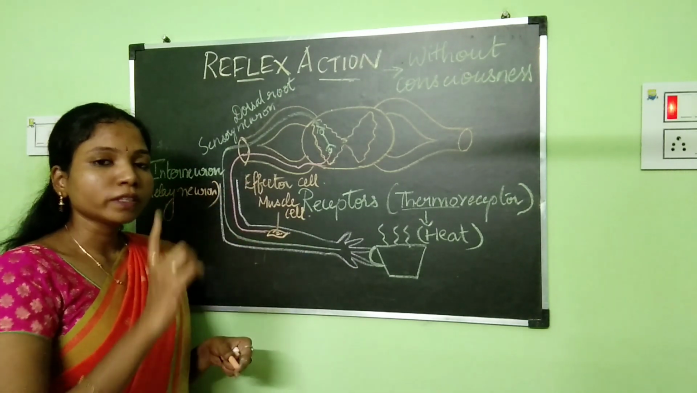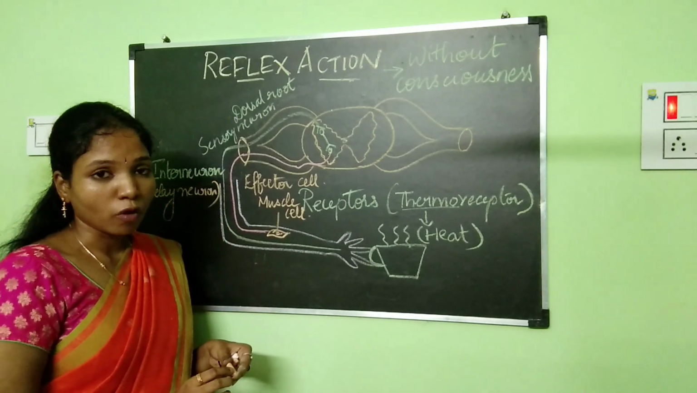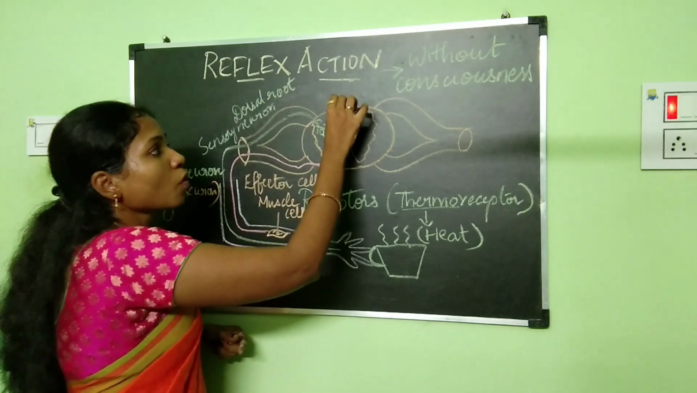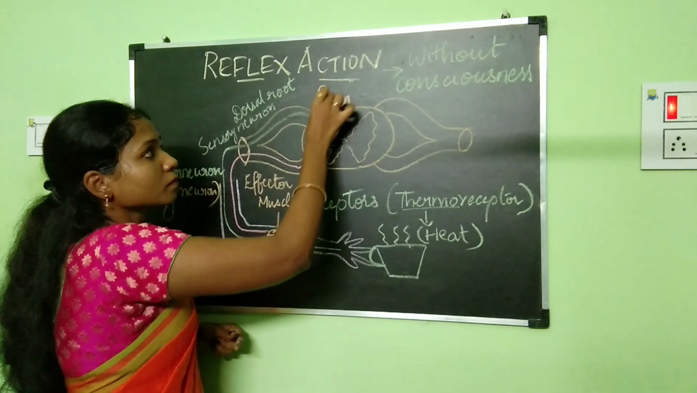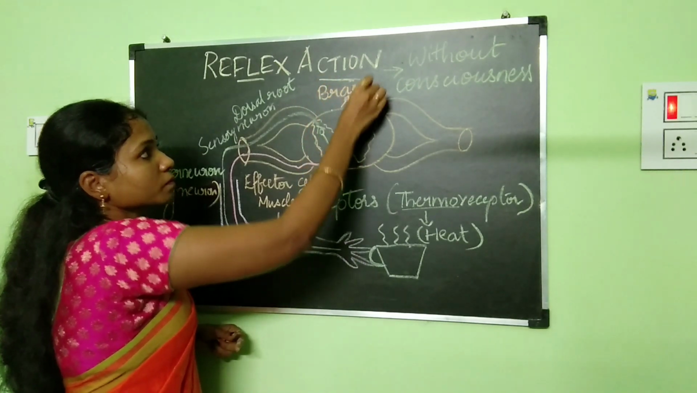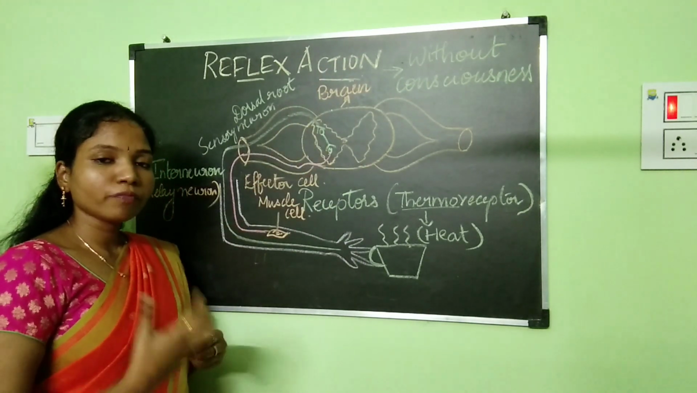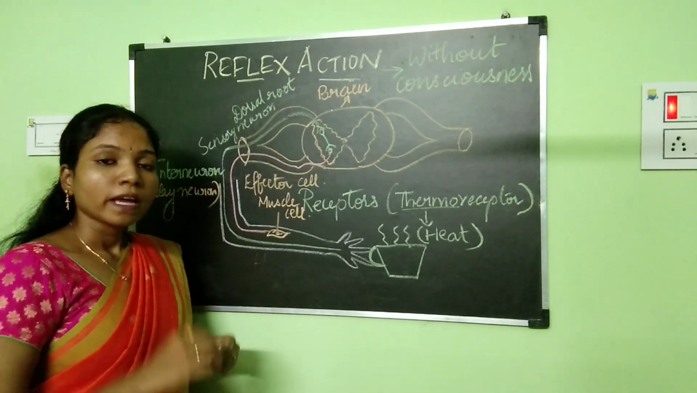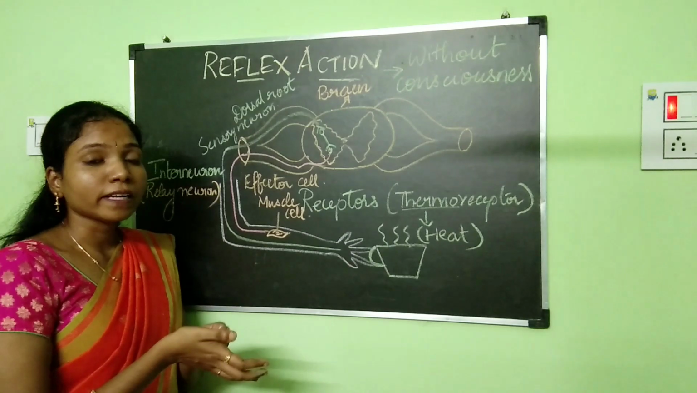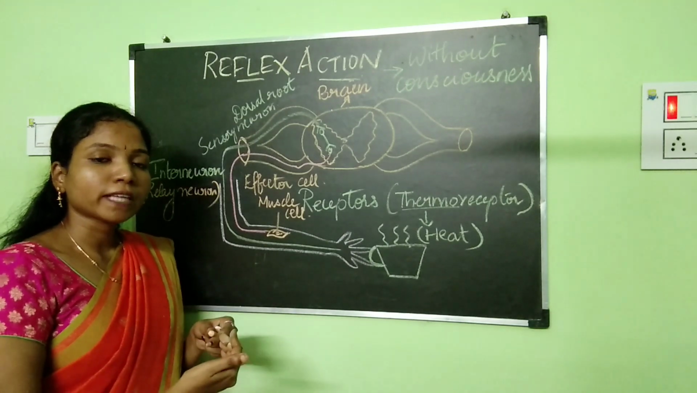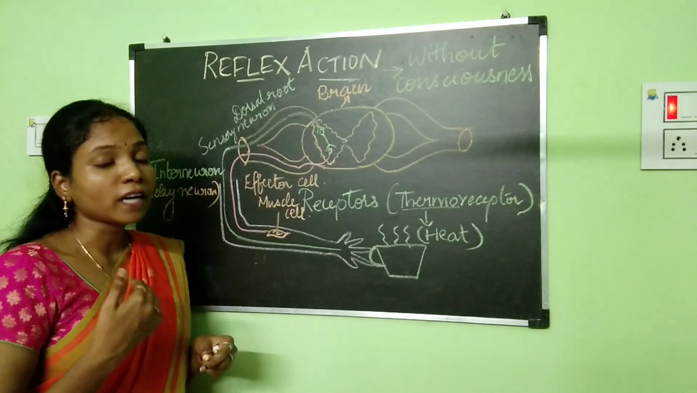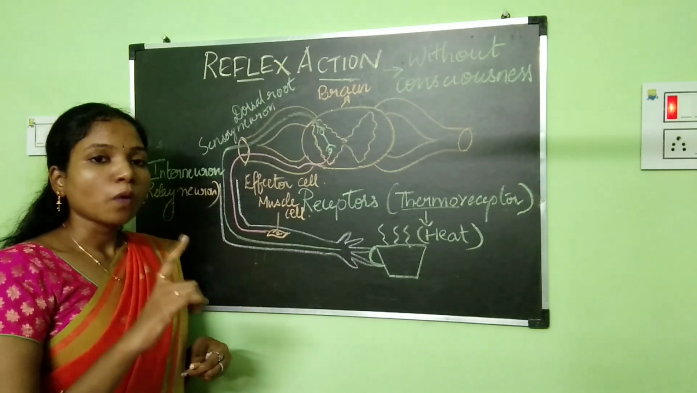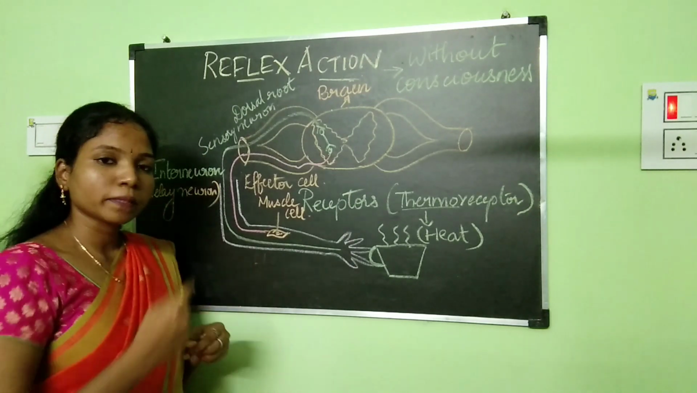Okay, I told you that the spinal cord is going to be completely involved in reflex action. But for one thing alone, the brain will also be involved, and that is for storing the message. So what kind of message is the brain going to store? Now I gave you the hot object and you touched it, you felt the heat, and with the help of the reflex action you were able to remove your hand away from the hot object. Now this memory will be stored in the brain.